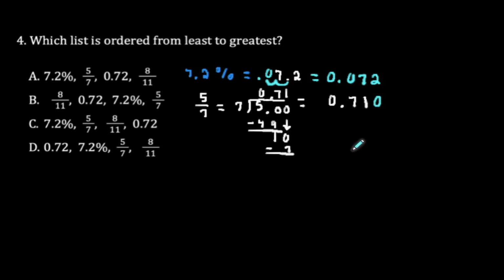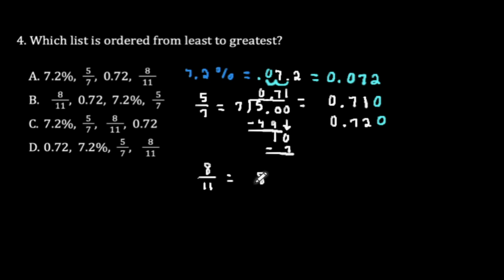All right, and next we have 0.72. We can leave that as it is. So we have 0.72, but to help us out, we'll place a 0 here. It's easier to compare when the decimals are lined up. And then we have 8/11. Okay, so this is 8/11. Let's divide.